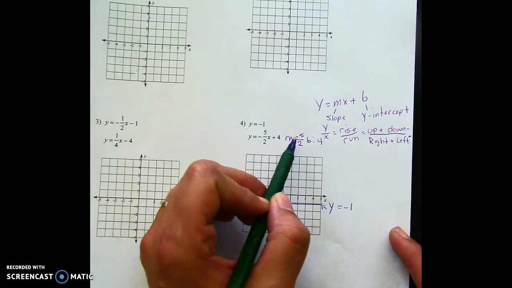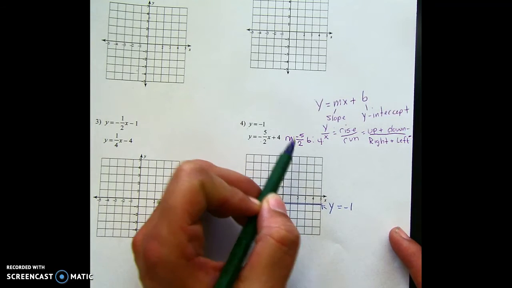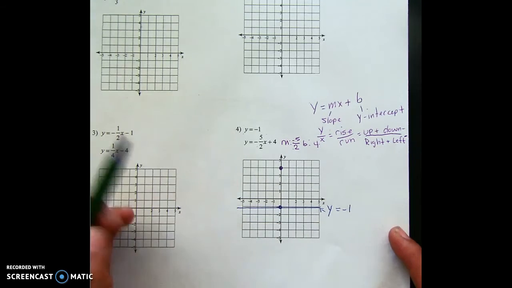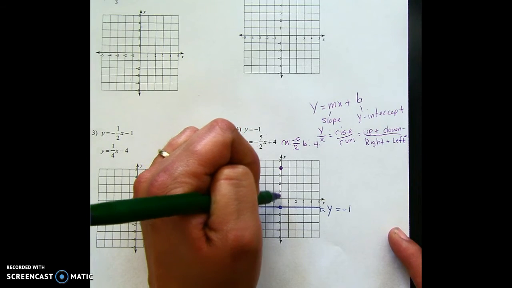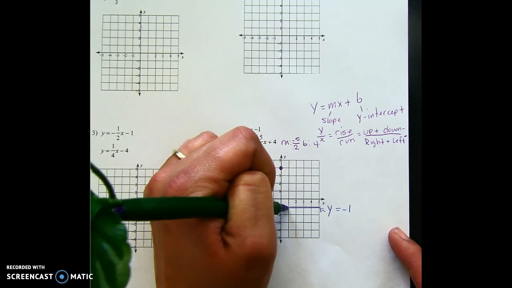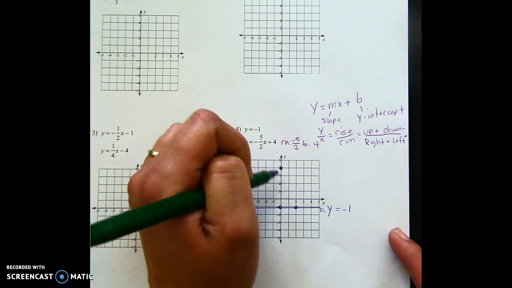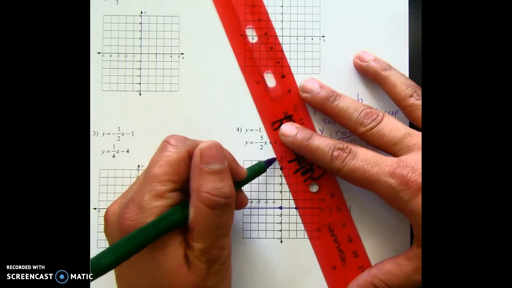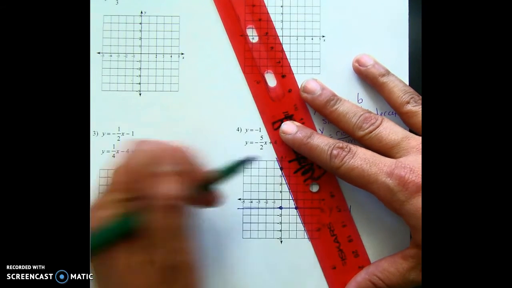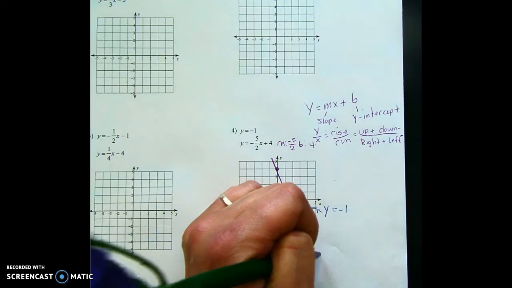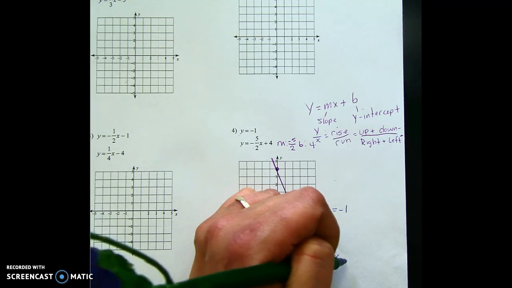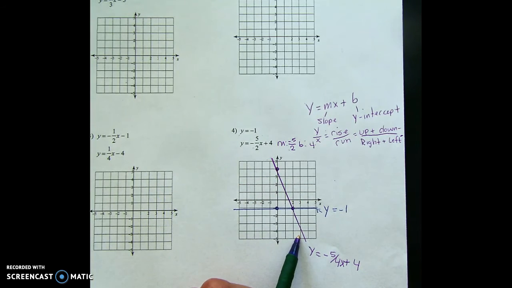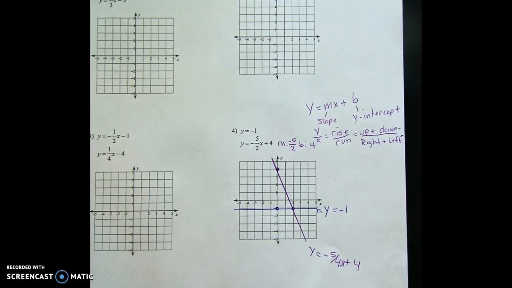Then what I'm going to do is go down 5 because it's negative, and then I'm going to the right 2 because it's positive. So down 5, 1, 2, 3, 4, 5, and to the right 2, 1, 2. Now I can see where this graph is going to intersect because there's a point on the line. And I'm going to graph my line. This equation is y equals -5/2 x plus 4. That's for this line.